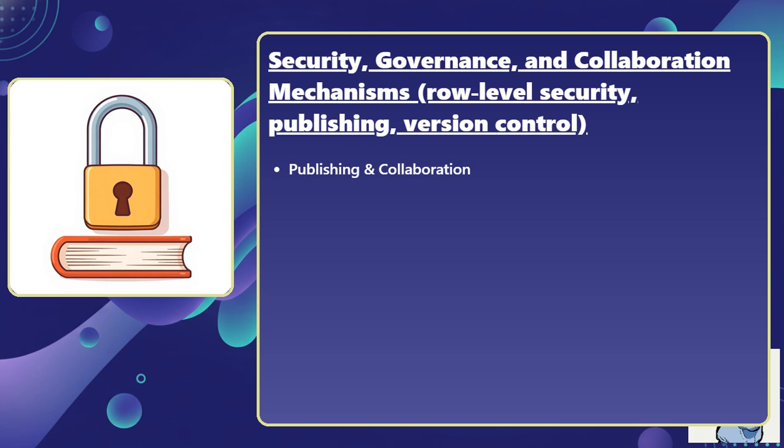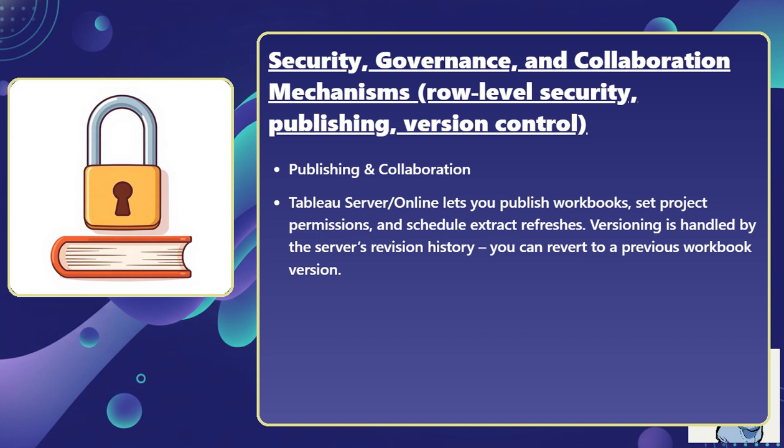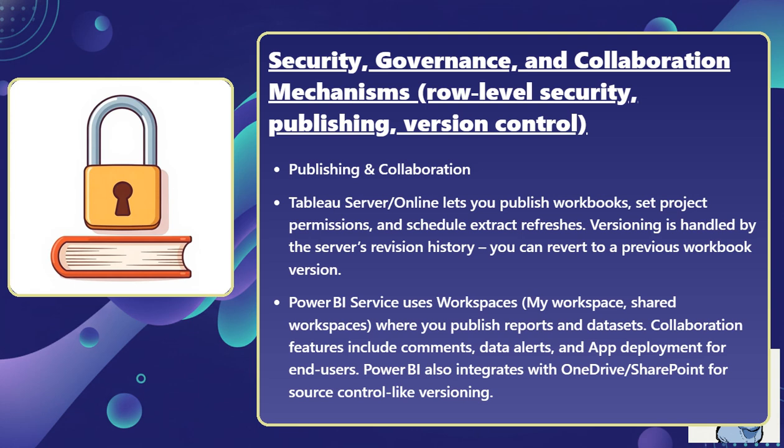Publishing and collaboration. Tableau Server or Online lets you publish workbooks, set project permissions, and schedule extract refreshes. Versioning is handled by the server's revision history. You can revert to a previous workbook version. Power BI service uses workspaces, My Workspace and shared workspaces, where you publish reports and datasets. Collaboration features include comments, data alerts, and app deployment for end users. Power BI also integrates with OneDrive and SharePoint for source control like versioning.